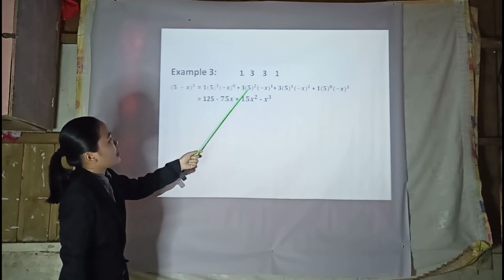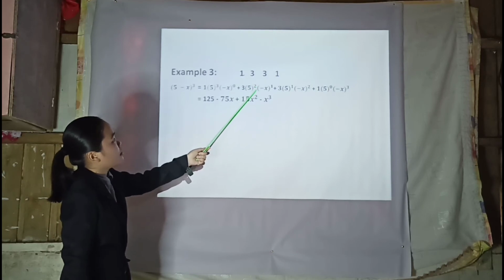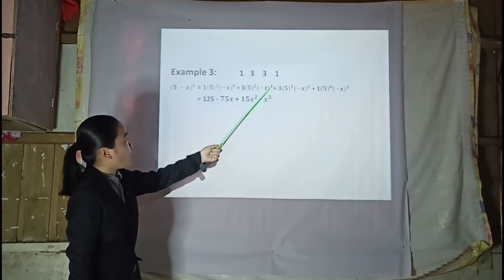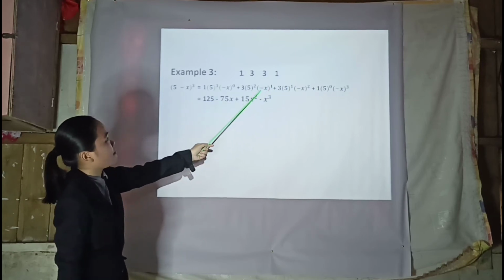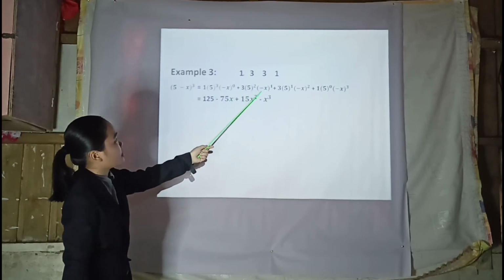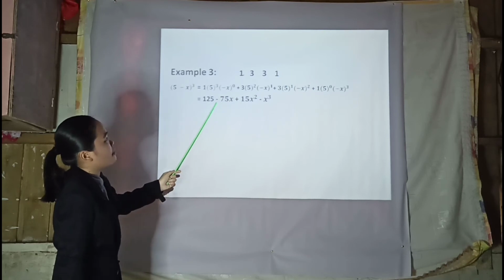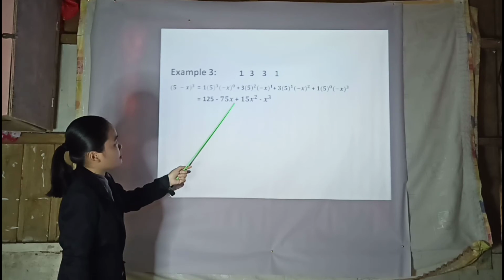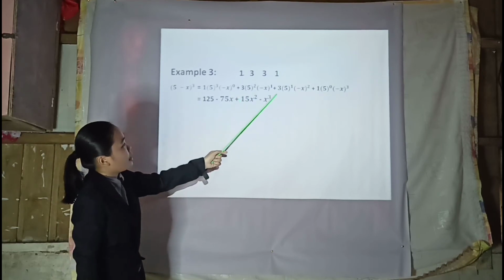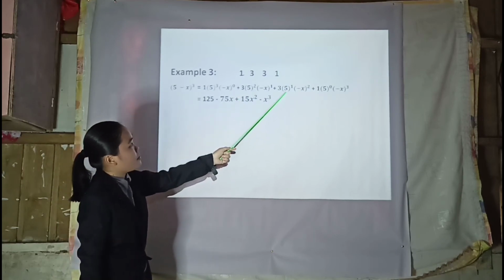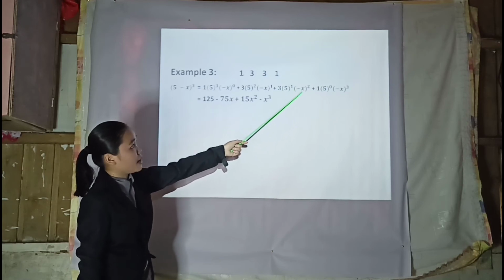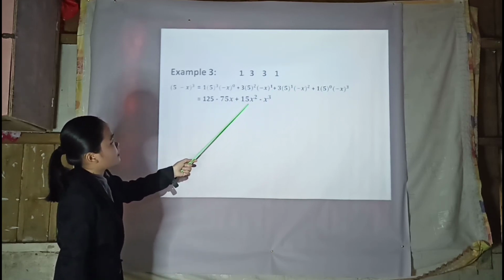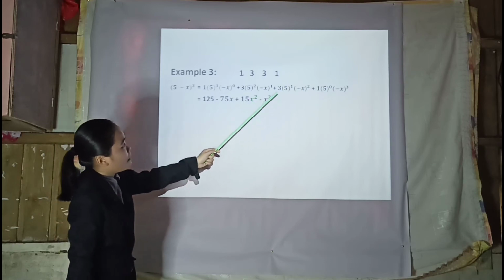Plus 3 times 5 squared times negative x raised to 1. So, our answer here, since we have a negative sign, negative times positive, we will have a negative. So, the answer is negative 75x. Plus, the answer of 3 times 5 raised to 1 times negative x squared becomes positive 15x squared.